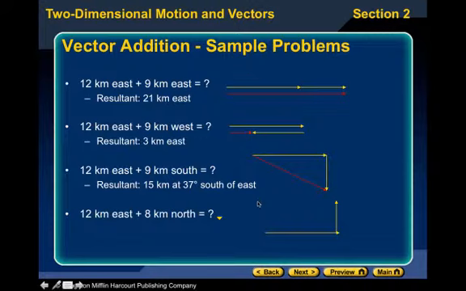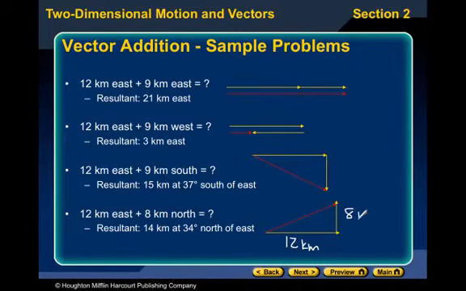Okay, this time we're going north. Why did it change it to 8? I don't know. We're going northeast. So this time we're going to do the same thing. We would use the Pythagorean theorem. This is 12 kilometers. This is 8 kilometers. And so when we use the Pythagorean theorem, we must get 14. We get 208, which is not 14 squared. What's 14 squared?